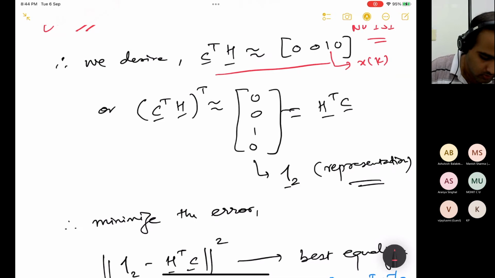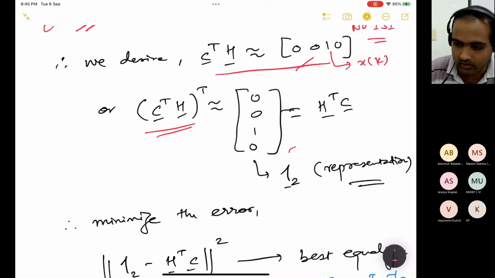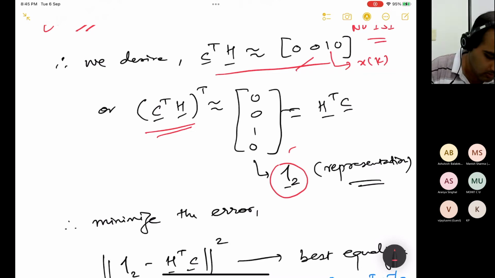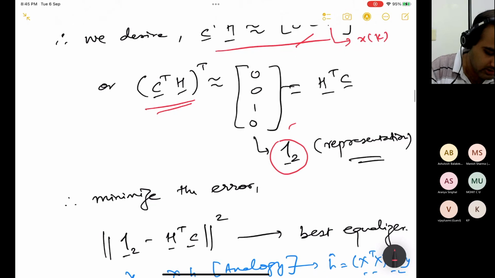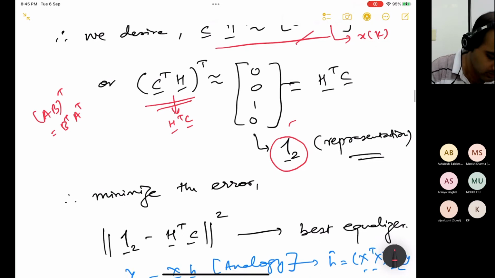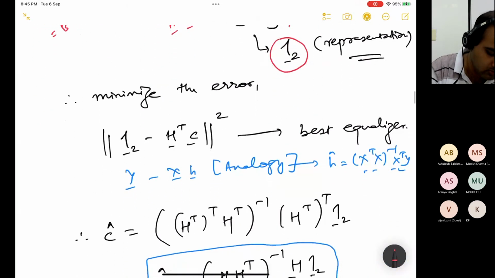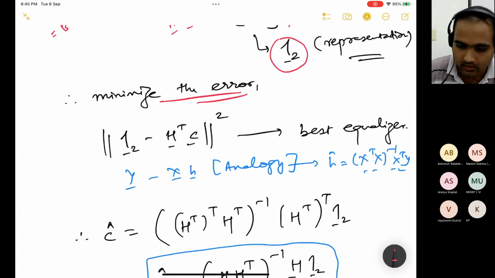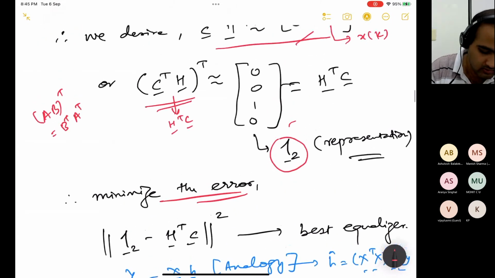So now what to do? Let's take the transpose of it, so C transpose H transpose. The RHS was a row vector in this step, and now it becomes a column vector, and we are representing it as one vector. And what is C transpose H transpose? This is H transpose C, where we are again using the property that AB transpose is B transpose A transpose. Now we want to minimize this error. What is my error? 1 minus H transpose C squared.